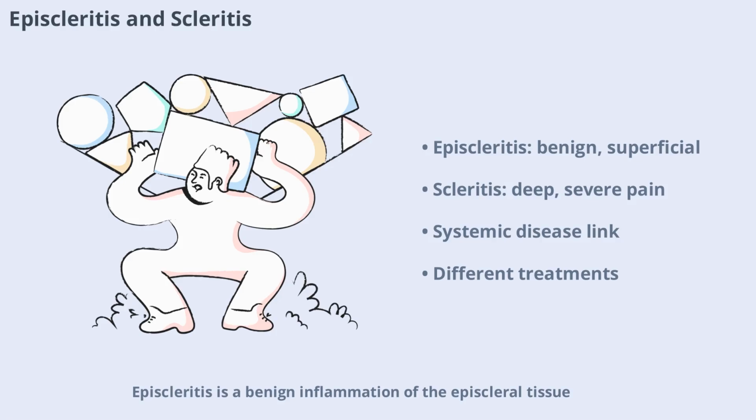Episcleritis is a benign inflammation of the episcleral tissue, presenting as a hard, pinkish-red, tender nodule near the limbus. The conjunctiva moves freely over it, and the condition usually responds well to topical corticosteroids, NSAIDs, and analgesics. Scleritis, on the other hand, is a more serious inflammation affecting the deeper scleral tissue, often associated with systemic diseases like rheumatoid arthritis or tuberculosis. It causes severe pain, dark red or bluish patches, and requires high-dose systemic steroids and anti-inflammatory medications for treatment.